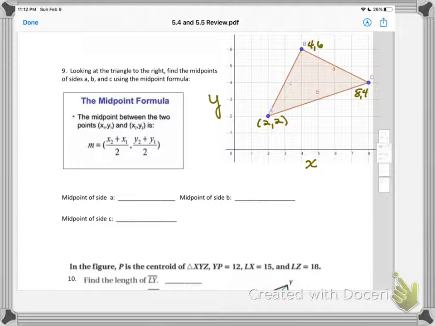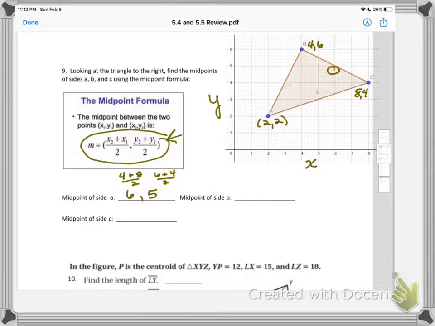So now I have my numbers. I have my formula right here. So to find the midpoint of side A, here is side A right here. And I would add my x's together. So I would say 4 plus 8 divided by 2. So that's 12 divided by 2. That's 6, comma. And then 6 plus 4 divided by 2, that's 10 divided by 2, that would be 5. So I'm just applying this formula.